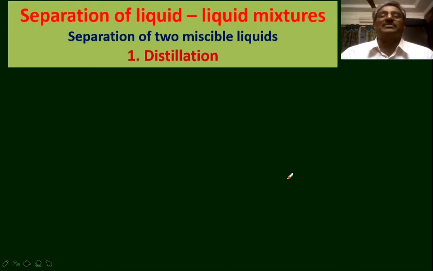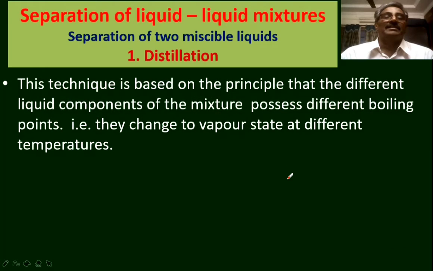Next, the separation of two miscible liquids. Two miscible liquids form a solution. The method available to separate two miscible liquids is distillation. This technique is based on the principle that the different liquid components of the mixture possess different boiling points. That is, they change to vapor state at different temperatures.